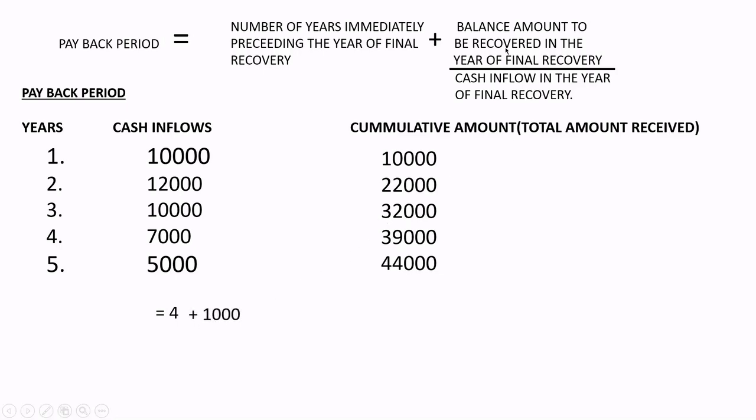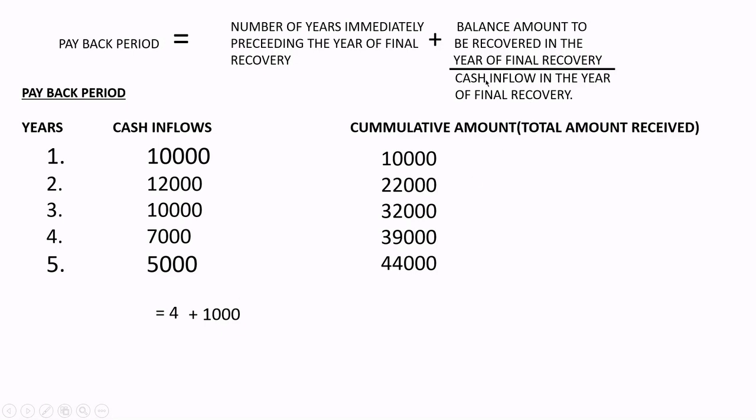Now you need to add the balance amount to be recovered in the year of final recovery, that is 1,000. How? Because I have assumed 4, and in this fourth year I'm getting 39,000, while I need to get 40,000 rupees because I have invested 40,000 rupees in the project. So I'm getting 1,000 rupees less. So my balance amount is 1,000 rupees. I hope you are understanding that my balance amount is 1,000 because I have invested 40,000 rupees while I'm getting 39,000 rupees.